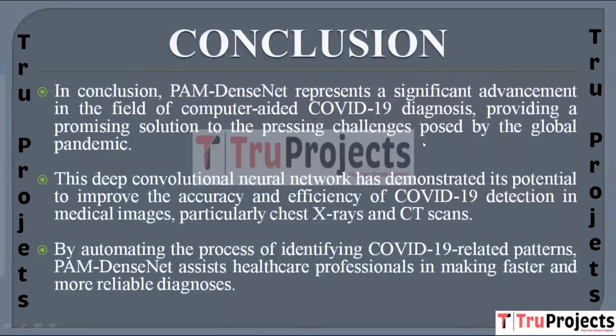So now coming back to the conclusion part. To sum up, PAM DenseNet marks a substantial leap forward in the realm of computer-assisted COVID-19 diagnosis, offering a hopeful answer to the urgent issues brought about by the worldwide pandemic. This advanced convolutional neural network has shown its capacity to enhance the precision and effectiveness of COVID-19 identification in medical images, especially chest X-rays and CT scans. By automating the task of recognizing patterns associated with COVID-19, PAM DenseNet aids medical practitioners in delivering quicker and more dependable diagnosis. So here we have completed our project.